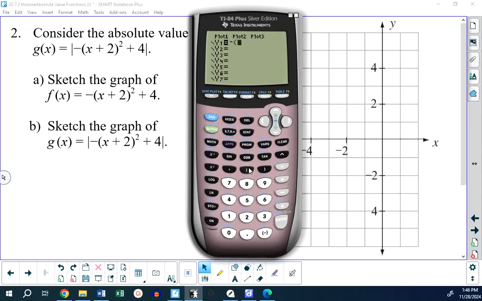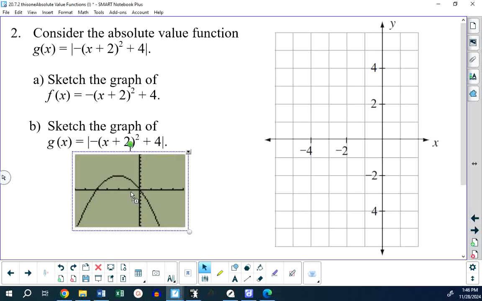So negative bracket x plus 2 end bracket squared plus 4. I'm going to start with zoom standard. Looks like that. I'm going to shave off a little bit on the left and a little bit on the right. Zoom standard goes from negative 10 to 10, so I'm going to go from negative 6 to 4, I think, might do it. That's a pretty good one. So that is the graph of f of x.